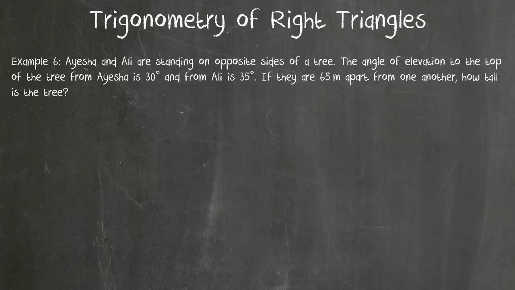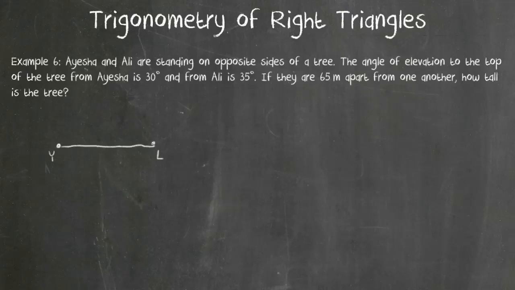In example 6, we're told that Aisha and Ali are standing on opposite sides of a tree. The angle of elevation to the top of the tree from Aisha is 30 degrees, and from Ali is 35 degrees. If they are 65 meters apart from each other, how tall is the tree? The first thing I recognize is that I have two people standing on opposite sides of a tree. They both have A names, so I'm going to represent the first person, Aisha, as Y, and the second person, Ali, as L.